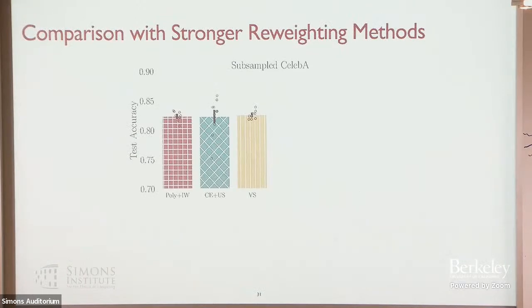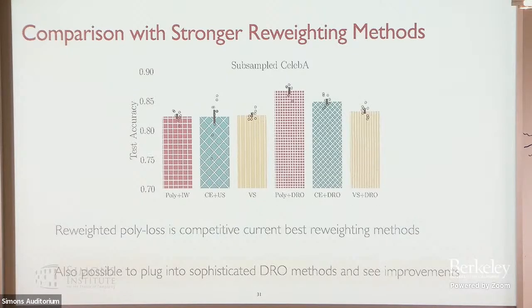You can compare to other stronger reweighting baselines that people have proposed for these group shift problems. We find that it's almost always as good or better than other reweighting methods proposed. And finally, there are other more sophisticated distributionally robust optimization methods that people have proposed, and you can plug in the polynomially-tailed loss into that, and you also see gains in accuracy.